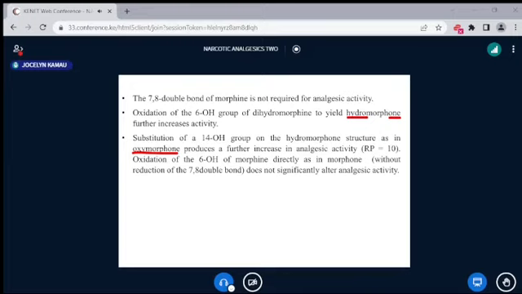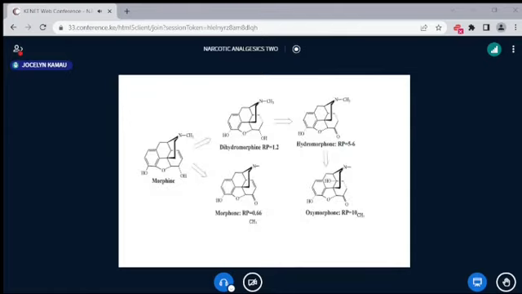So we have already said that you require us to go to the hydromorphone. Saturation, or reduction of the 7-8 double bond, increases activity when we get the hydro derivatives, and then oxidation of the 6-hydroxyl group to the oxy again further increases activity. So kindly remember that those two positions are going hand in hand.